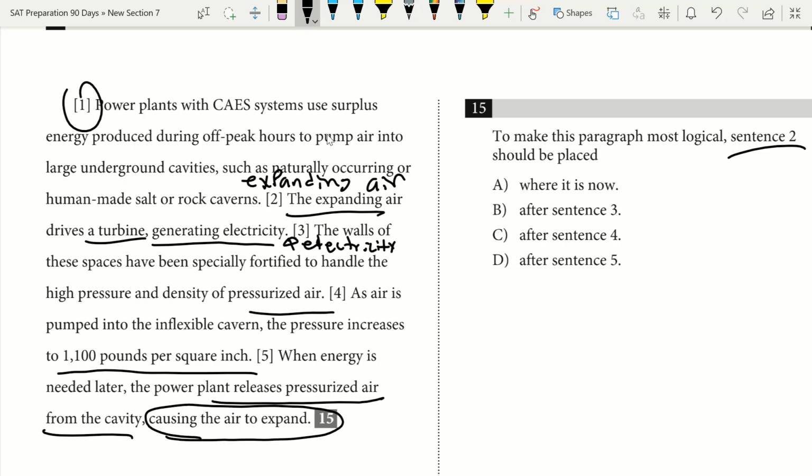Right? What did I say had to come before it? Expanding air. Right here I have "causing the air to expand." So I'm going to want to place my sentence after sentence 5. So my answer for 15 then will be D.